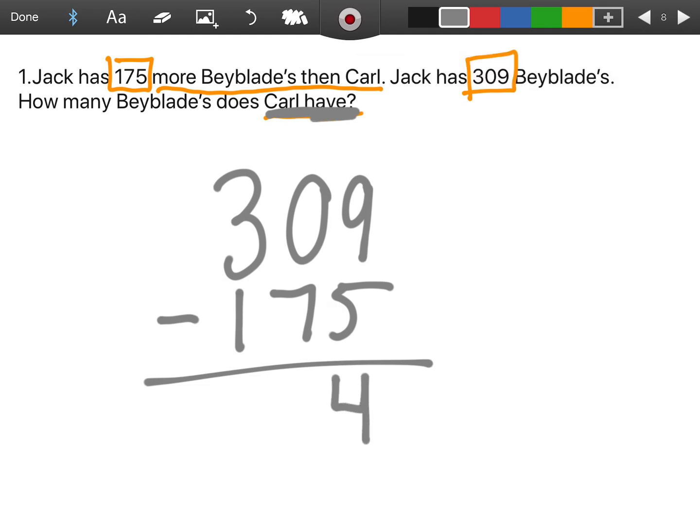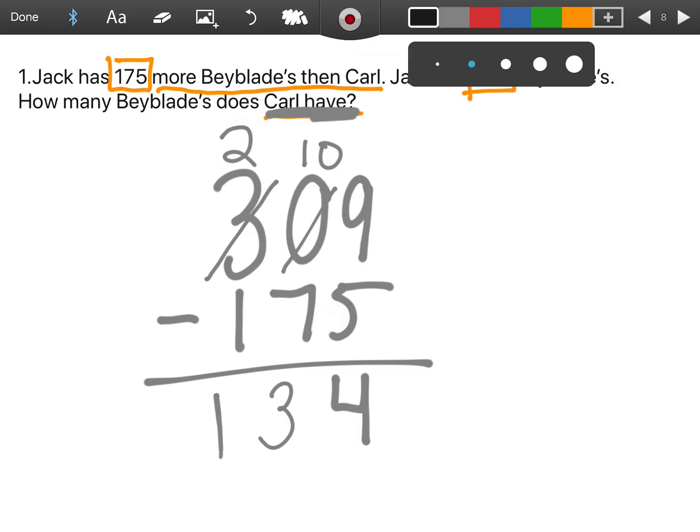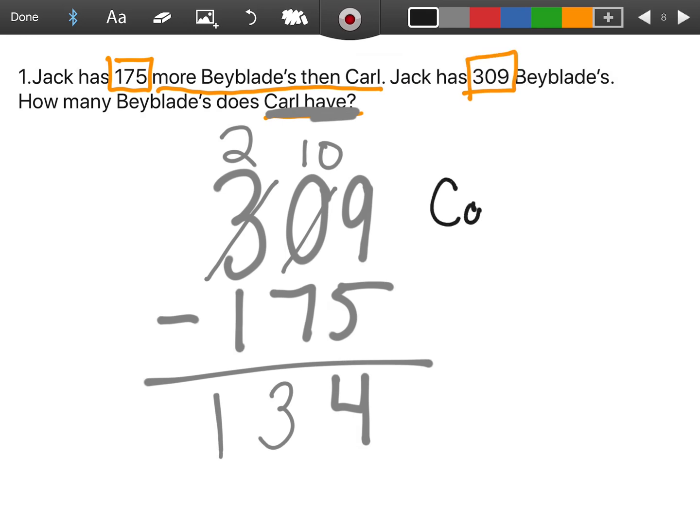So let's do that. Now we're in the tens place and we have 0 and we want to take away 5. But we know we can't do that. So we're going to call up the hundreds to borrow 10. That becomes 10. 10 minus 7 is 3. And 2 minus 1 is 1. Making this answer that Carl has 134 Beyblades.